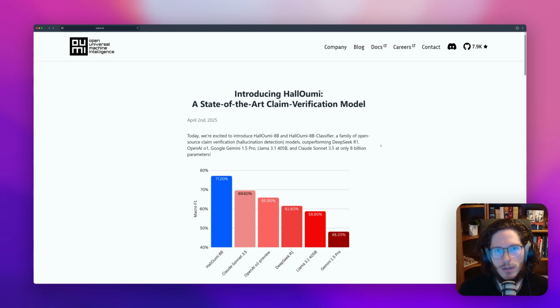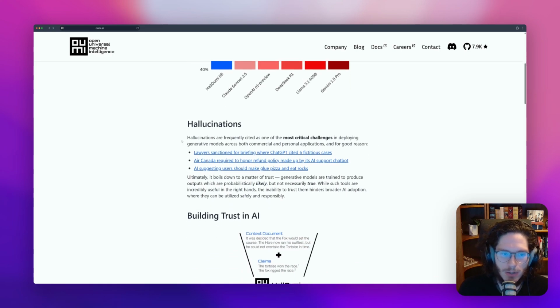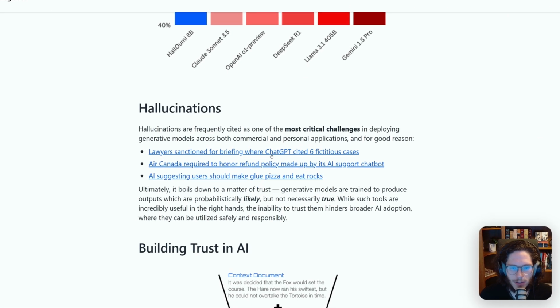So first, I have to talk about what is a hallucination. Hallucinations are one of the most important challenges in generative AI for both commercial and personal applications. And we have some examples here to talk through.